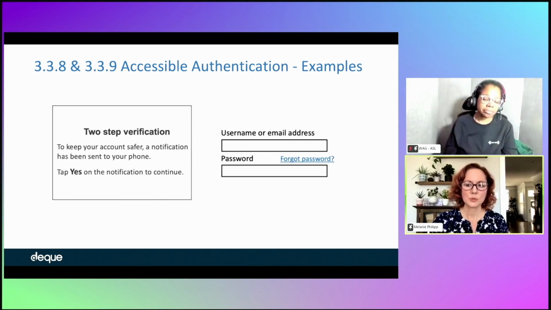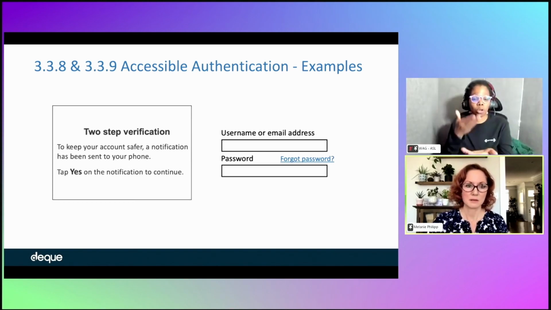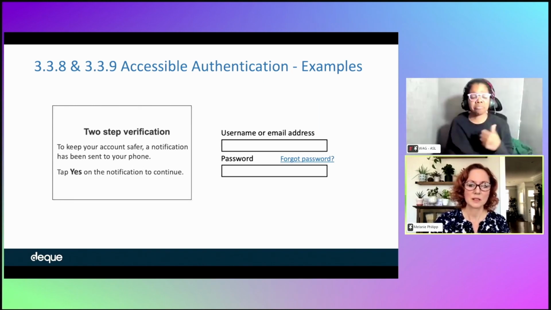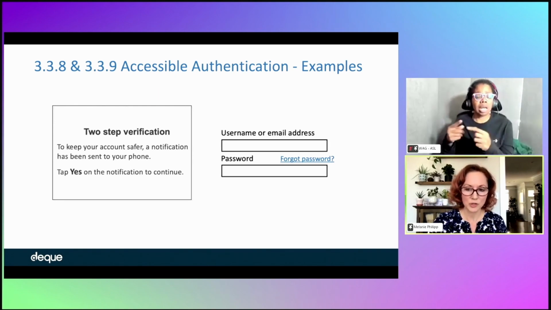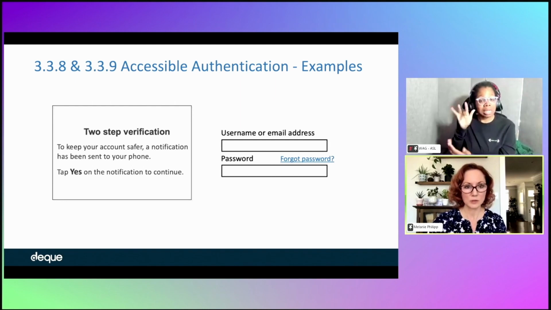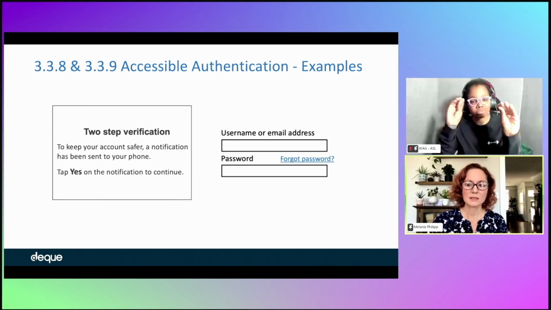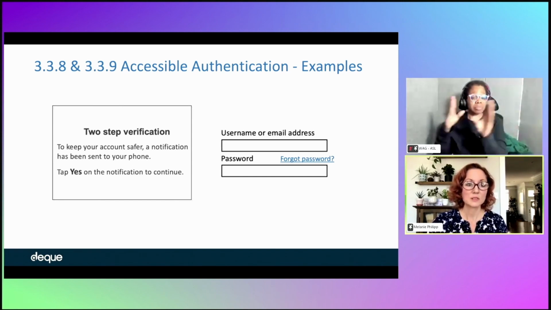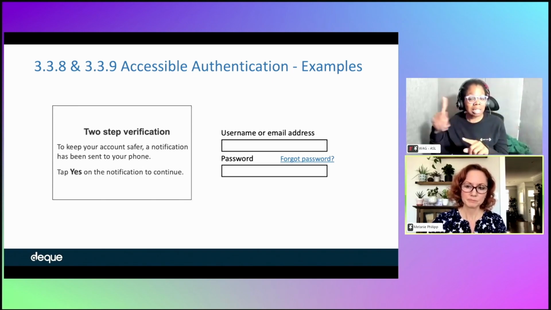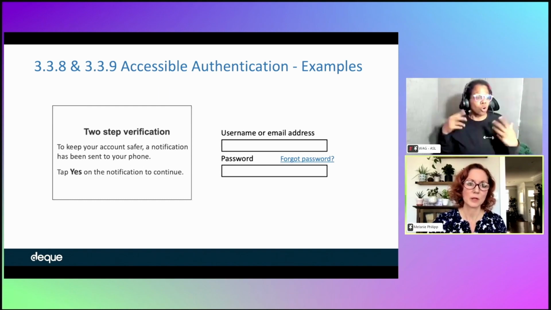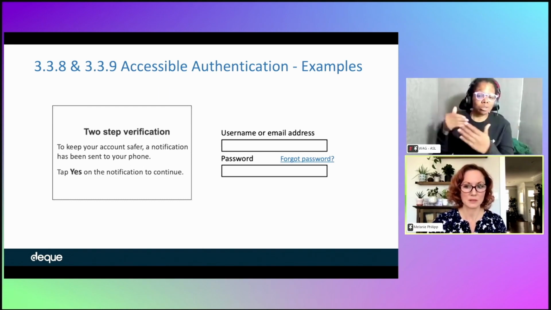So this slide shows 2 examples of how authentication can meet these requirements. The first one is an example of a 2-step verification method that does not rely on transcribing a code. The message says, "To keep your account safer, a notification has been sent to your phone. Tap yes on the notification to continue. No transcription required." The second is an example of a login form with inputs, username, and password. It also has a link for forgot password. The path to recover or create a new password must also conform to this success criterion.